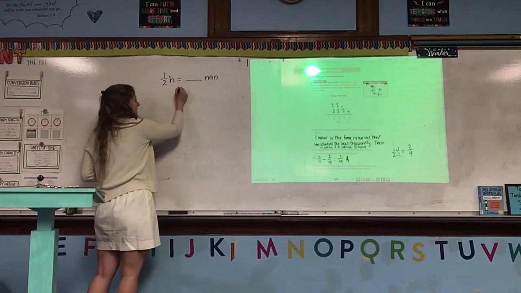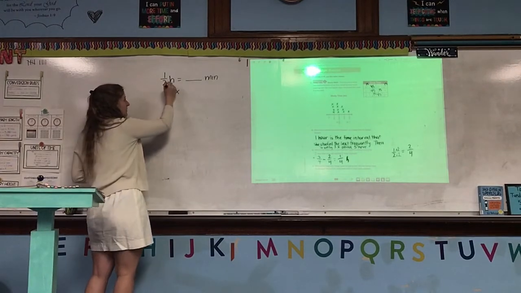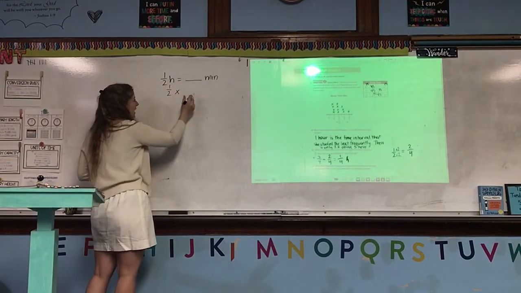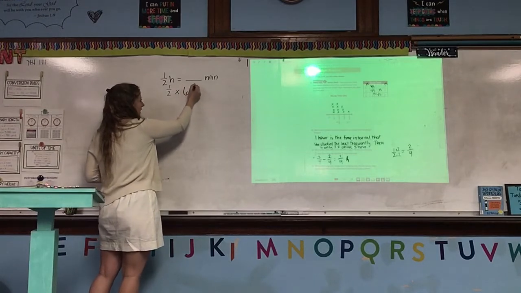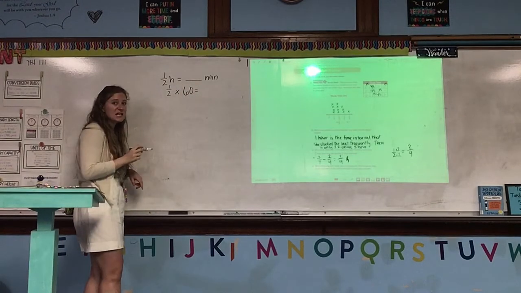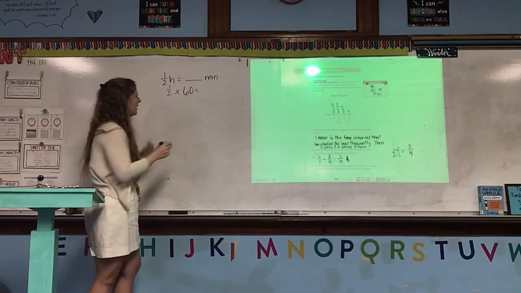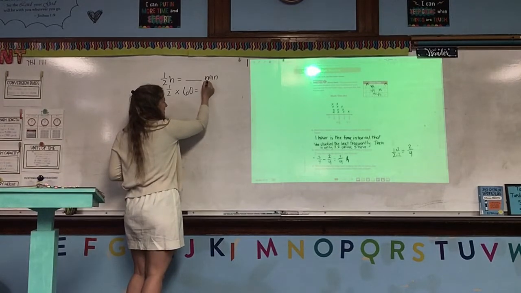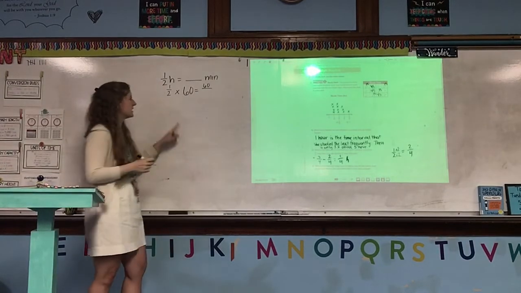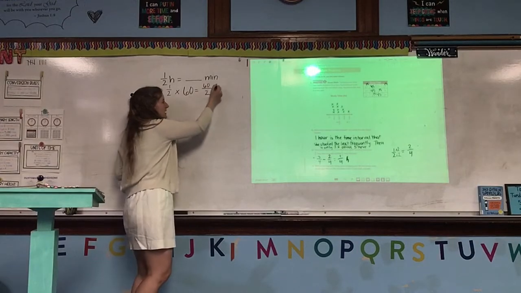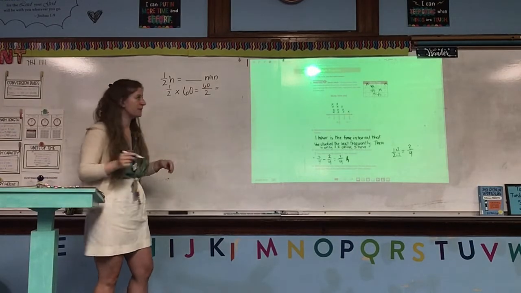Well, hours to minutes, I'm going big to small, so I'm multiplying. I start with what I know, which is 1/2. I'm going to multiply by the number of minutes in an hour, which is 60. Now I'm going to multiply my numerator by my whole number to get 60. Denominator stays the same. That's an improper fraction.